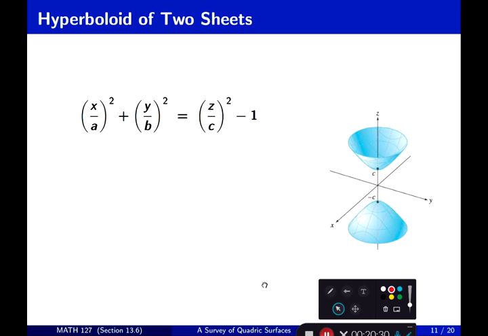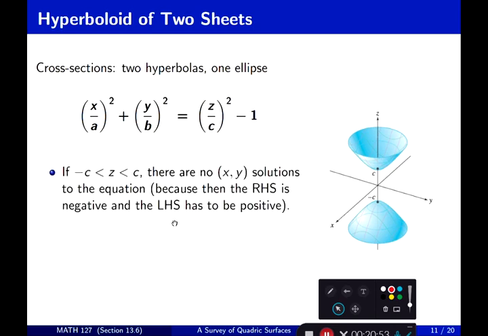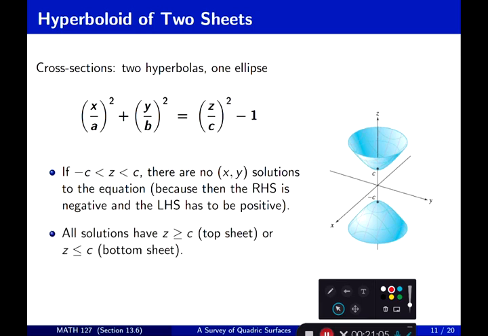Very much like what we did with the other similar equations. If you set x equal to constant to find those cross sections, or y equal to constant, you end up seeing a hyperbola or hyperbolas. So 2 ways you get hyperbolas and 1 way you get ellipses. For z between negative c and c, there are no xy solutions to the equation, because again then the right hand side is negative and the left hand side has to be positive.